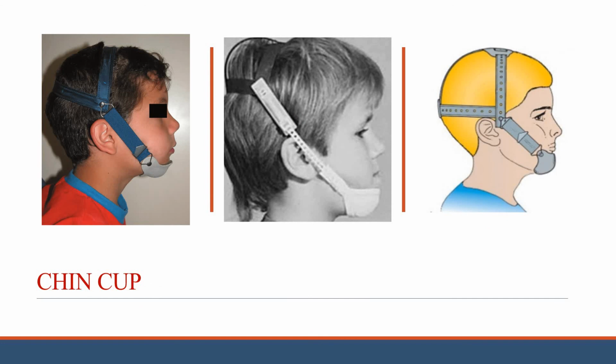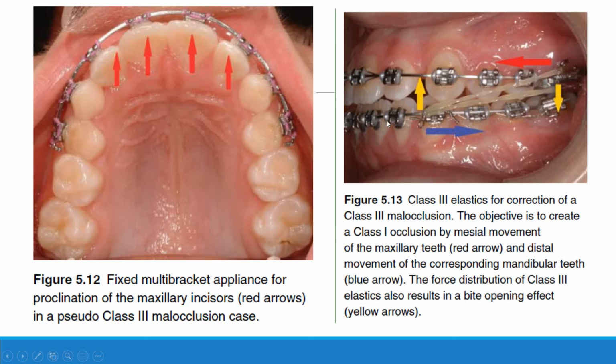In permanent dentition, fixed appliances with class 3 elastics can be used. Often the elastics are hooked between the maxillary molar teeth and the mandibular anterior teeth, resulting in anterior pull of the maxilla and distal pull of the mandible.